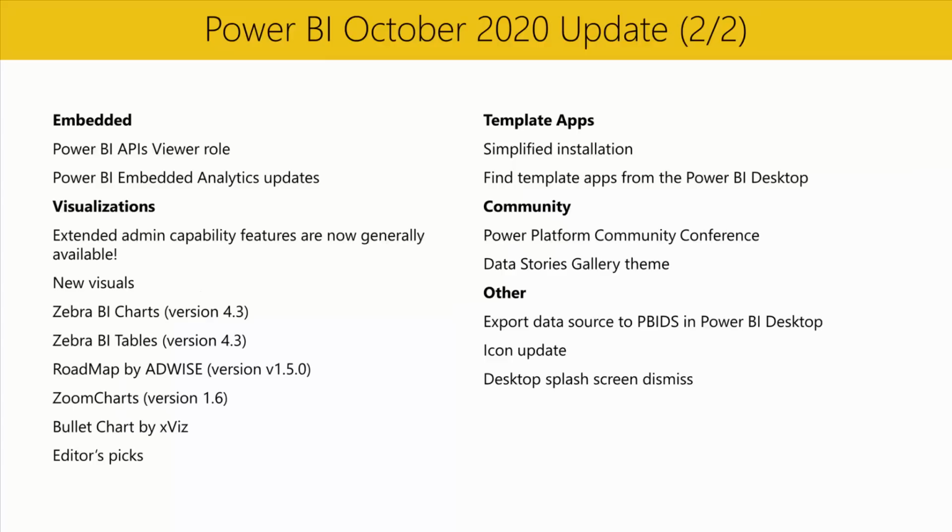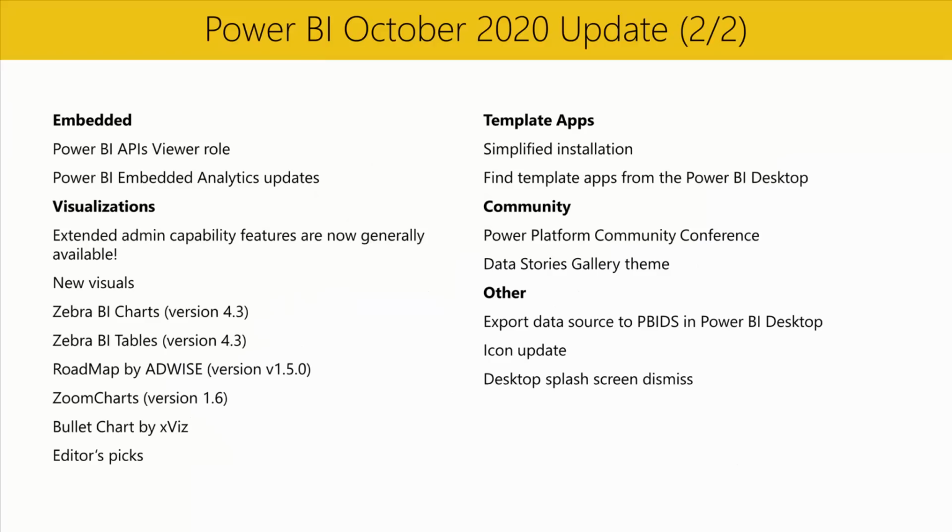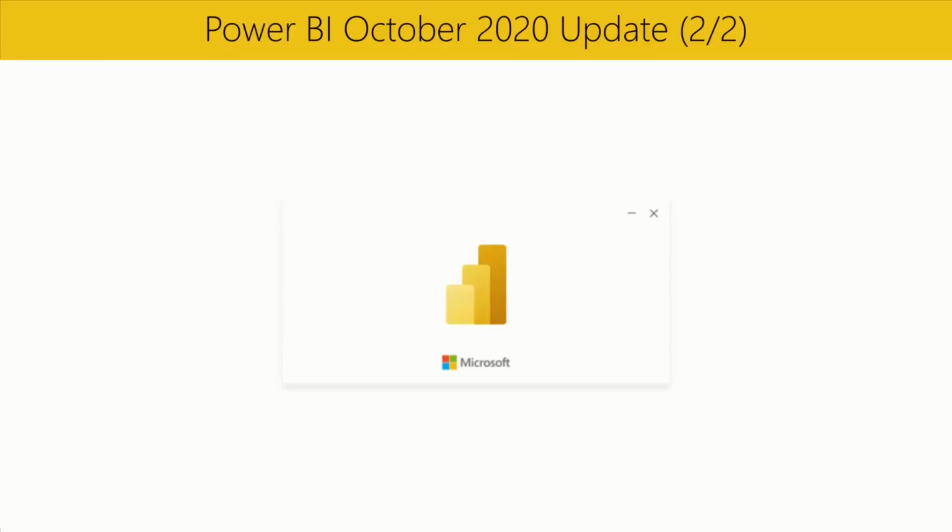Next, we're excited to unveil a new icon for Power BI. This new icon matches the new Fluent design system you may have seen in other products like Office and Dynamics, while maintaining the core of Power BI's character and its signature color. We hope you like it. Lastly, we've added a Dismiss button to the desktop splash screen. Now, if you accidentally launch Power BI Desktop, you can close the application directly from the splash screen instead of having to wait for it to fully load.